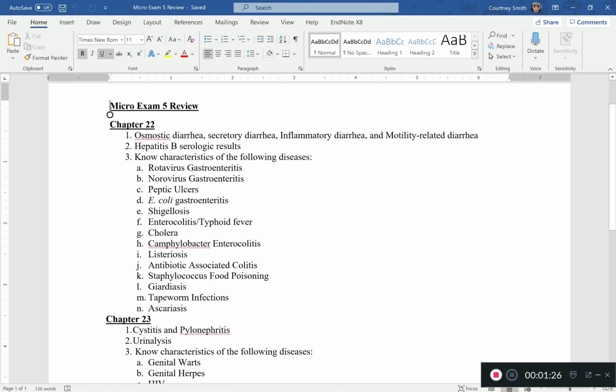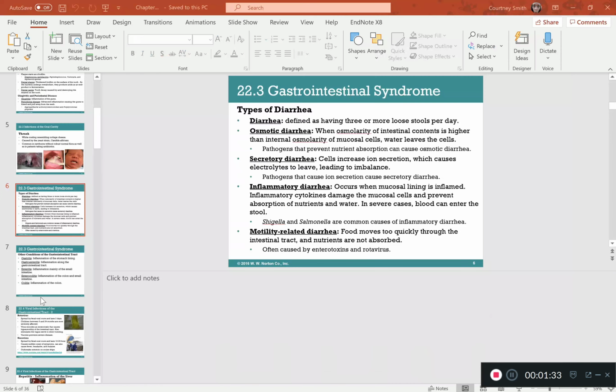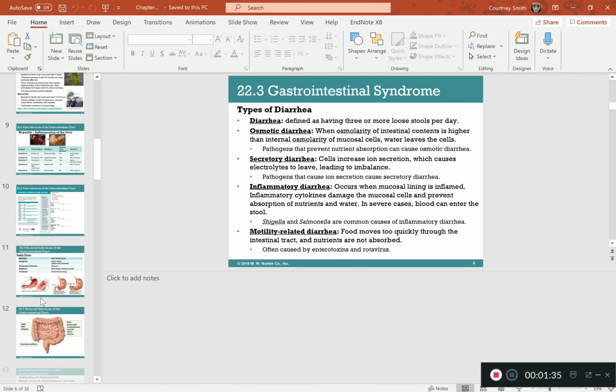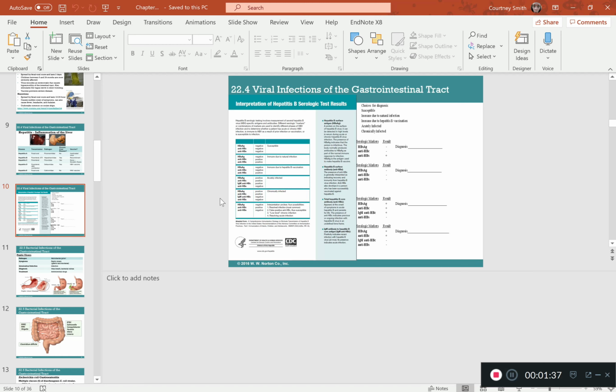Then it talks about the hepatitis serological results. That goes over this table. If I were to give you these results right here, I would want you to be able to tell me what that means.